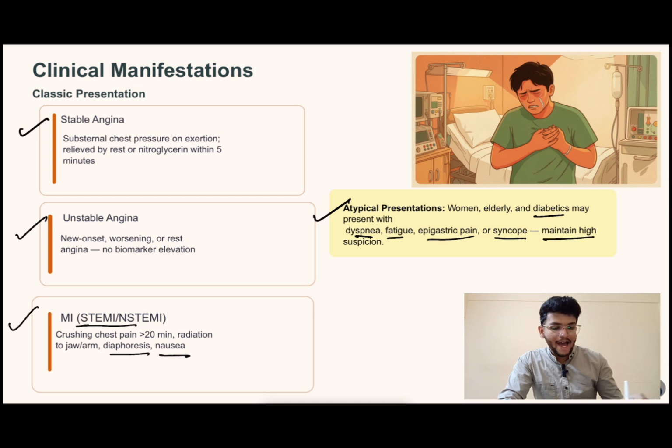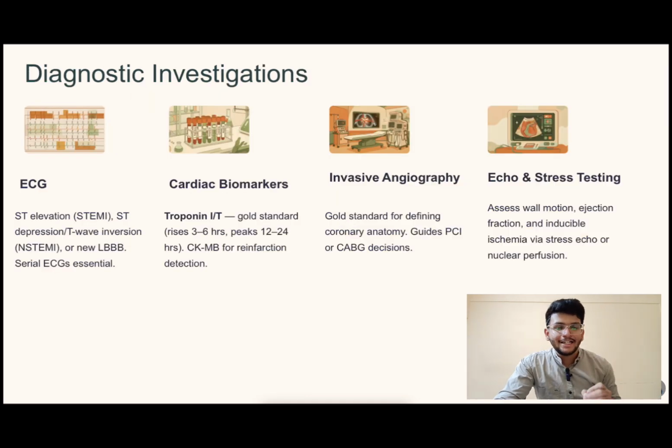Let us learn the diagnostic investigations for ischemic heart disease: ECG, cardiac biomarkers, invasive angiography, echo and stress testing. On ECG, we look for ST segment elevation and ST segment depression for STEMI and non-STEMI respectively. Among cardiac biomarkers, troponin is the gold standard, which rises in 3 to 6 hours and peaks at 12 to 24 hours. Invasive angiography is a gold standard, along with echo and stress testing.